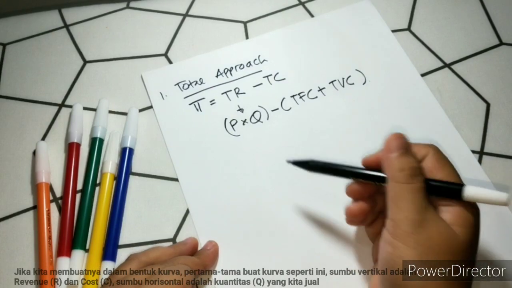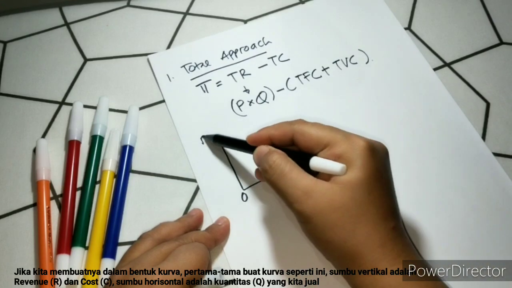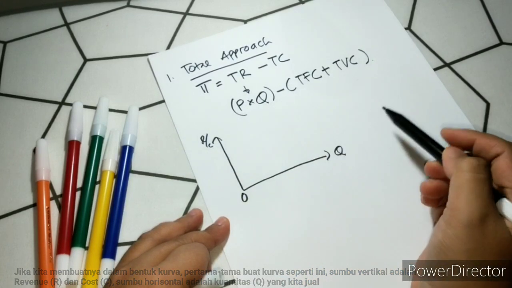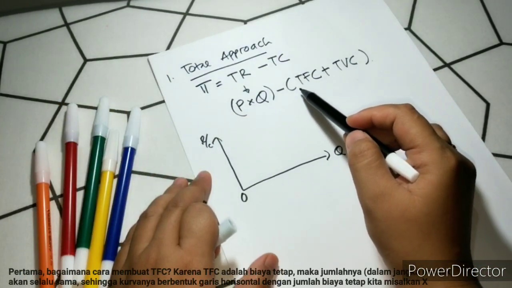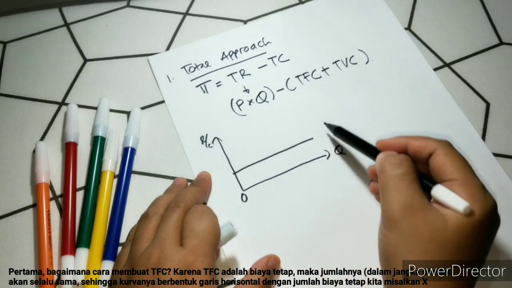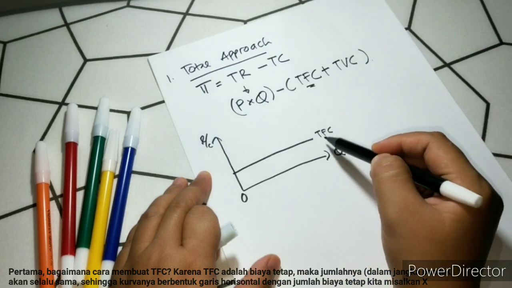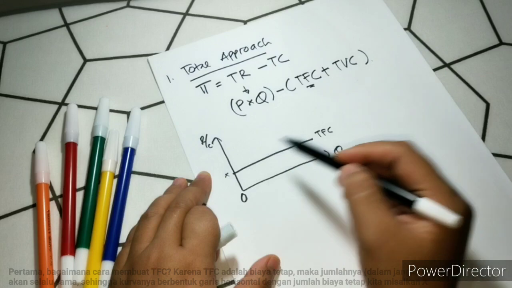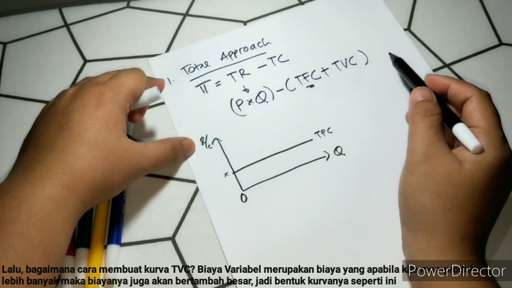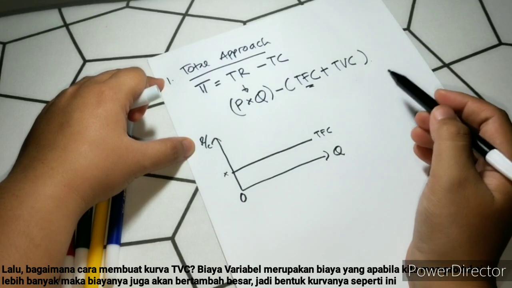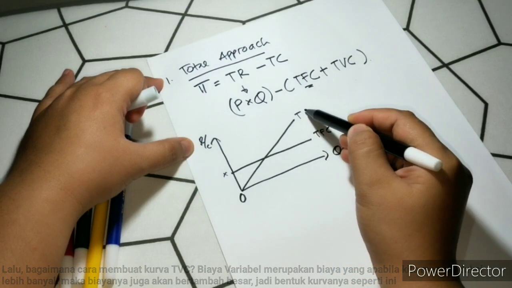If we make it in a curve, first, you have to make a curve like this. This is the revenue or cost, and this is the quantity sold. First, how to make the total fixed cost? The total fixed cost, because this is fixed, so the amount of money will be the same. So it's like a horizontal line here. And how to make the total variable cost? Total variable cost means if you produce more goods, your cost will be bigger. So it comes like this one.